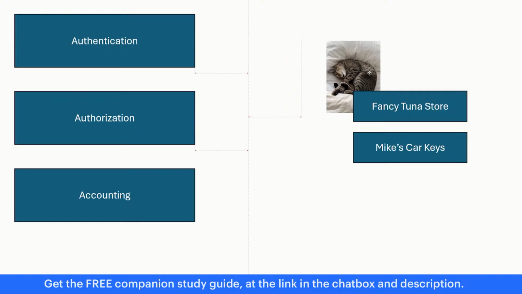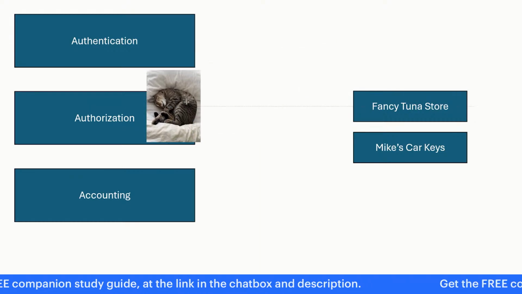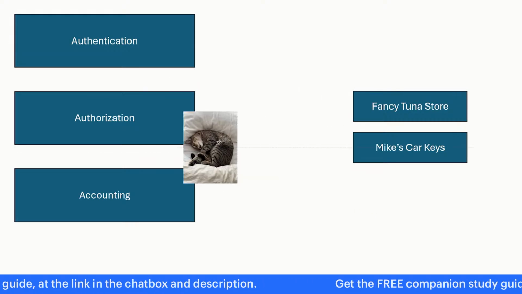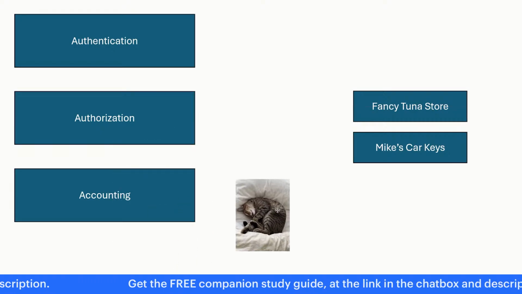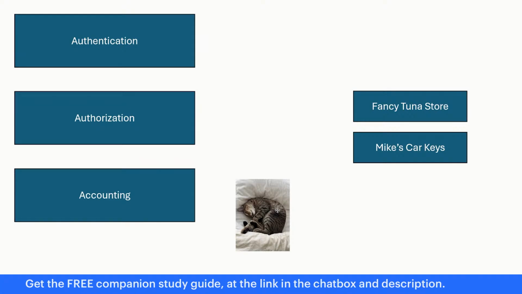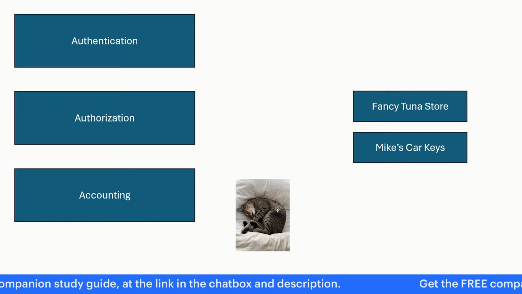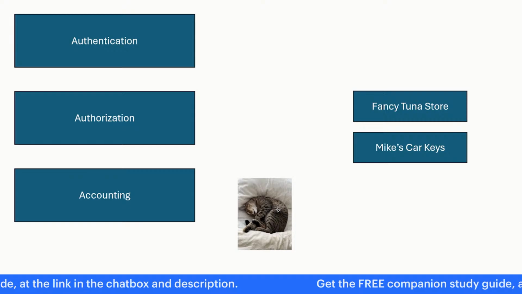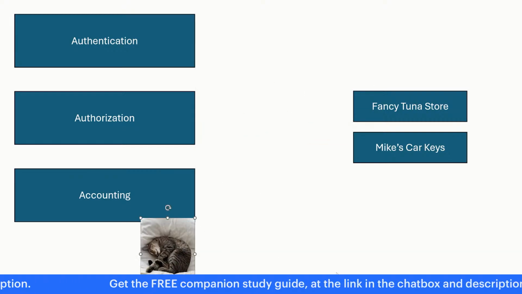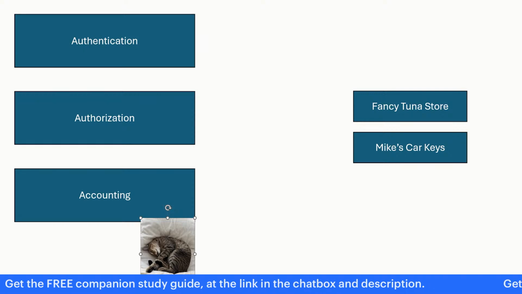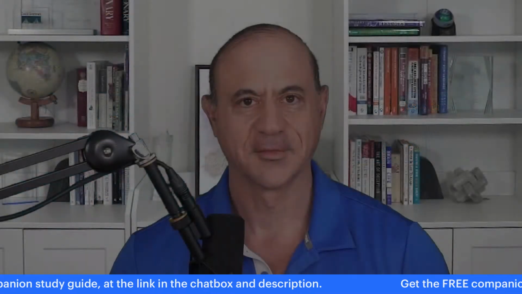She was authorized or allowed to get to the fancy tuna store, but she was denied access to my car keys. And then the accounting piece of this is I actually look at my credit card statement and I find out that my cat spent $200 on tuna. And I find exactly every can of tuna and the types of tuna she bought at the fancy tuna store. So authentication, who are you? Authorization, what are you allowed to do? And then accounting is, what have you done?